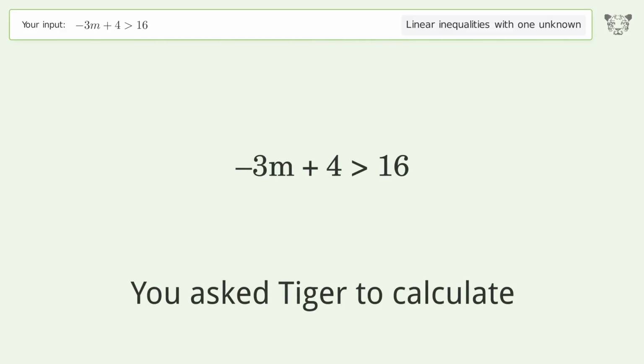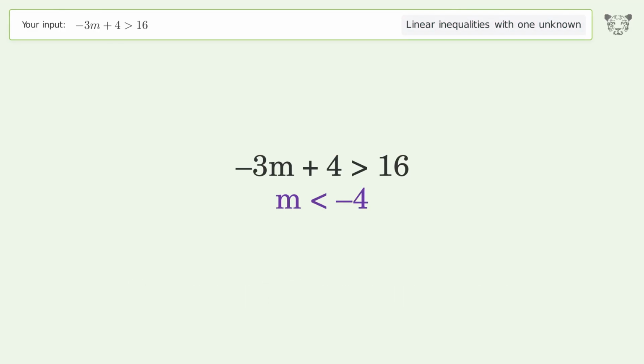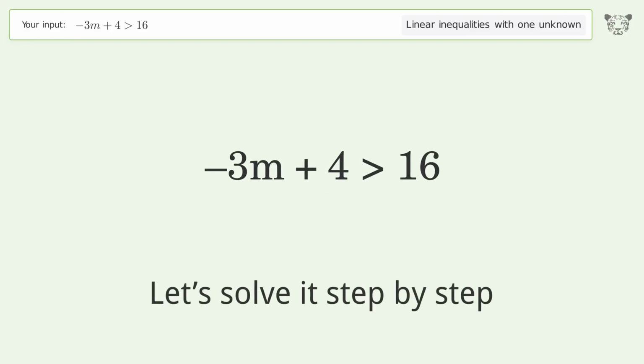You ask Tiger to calculate. This deals with linear inequalities with one unknown. The final result is m smaller than -4. Let's solve it step by step.